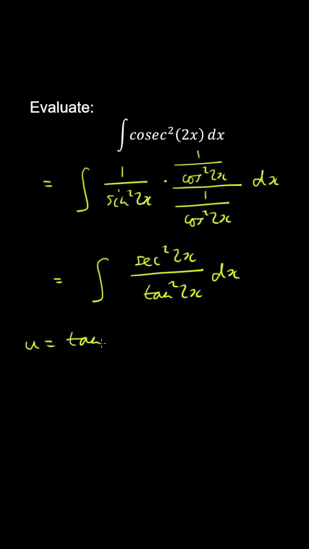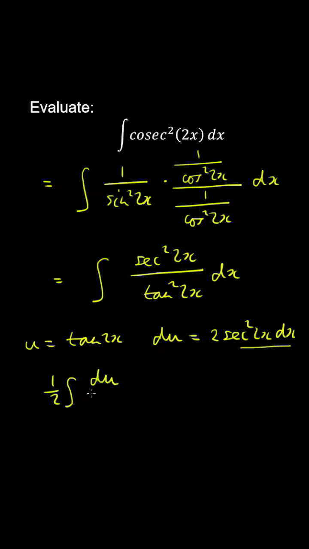So u is equal to tan 2x, and therefore du is 2 sec squared 2x dx. And we can substitute for this term in the numerator, so that gives the integral of du on 2, and in the denominator we have u squared. So integrating u to the minus 2 gives you u to the minus 1 on minus 1. So what we get is minus 1 half by 1 on u, which is 1 on tan 2x, or the cotangent of 2x plus c.